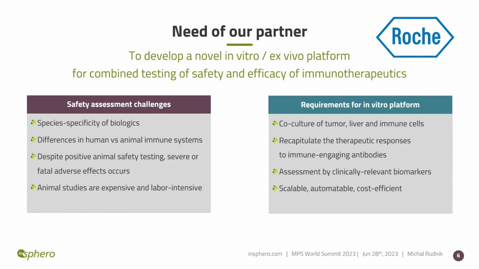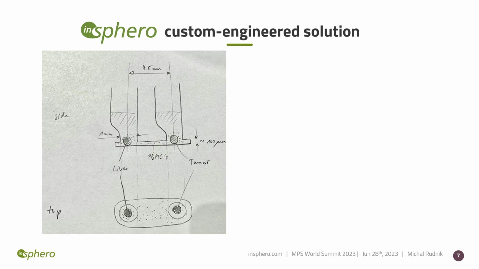So therefore, we aim to develop together a novel in vitro platform where we would co-culture tumor and liver spheroids together with immune cells so that we could recapitulate responses to immunotherapeutics. Also, an important factor for us was to integrate clinically relevant biomarkers, and our solution needed to be scalable, automatable, and cost-efficient. So we came up with a smart but simple idea of two interconnected wells, which allows co-culturing spheroids together, but analyzing them separately.